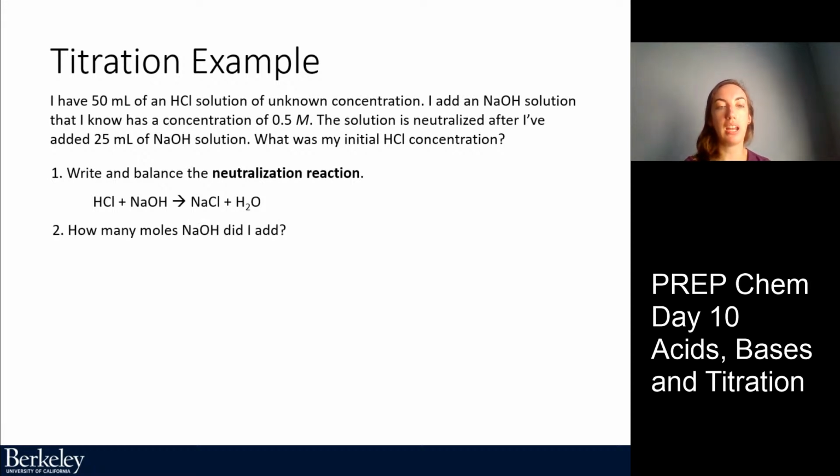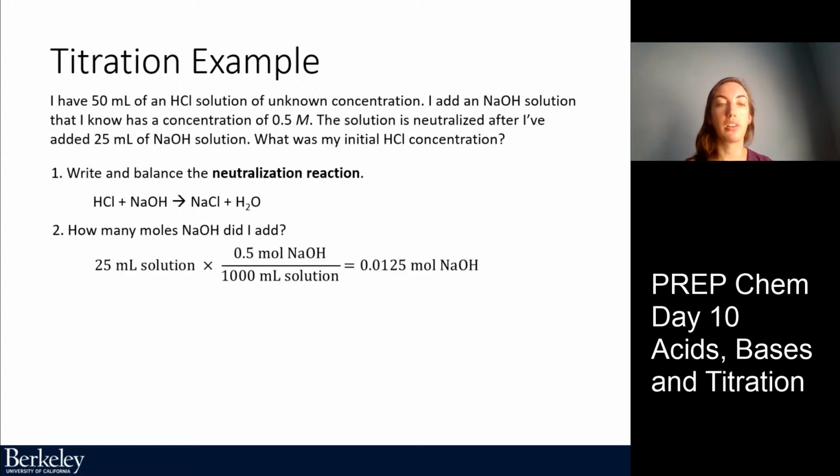So now I can calculate how many moles of NaOH I added. I'm just going to use the definition of molarity. I have 25 milliliters of solution, that's how many milliliters I added. And I know my molarity is 0.5 moles of NaOH per liter, where 1 liter is 1,000 milliliters. So if I do that math, 25 times 0.5 divided by 1,000, that means that I added 0.0125 moles of NaOH.